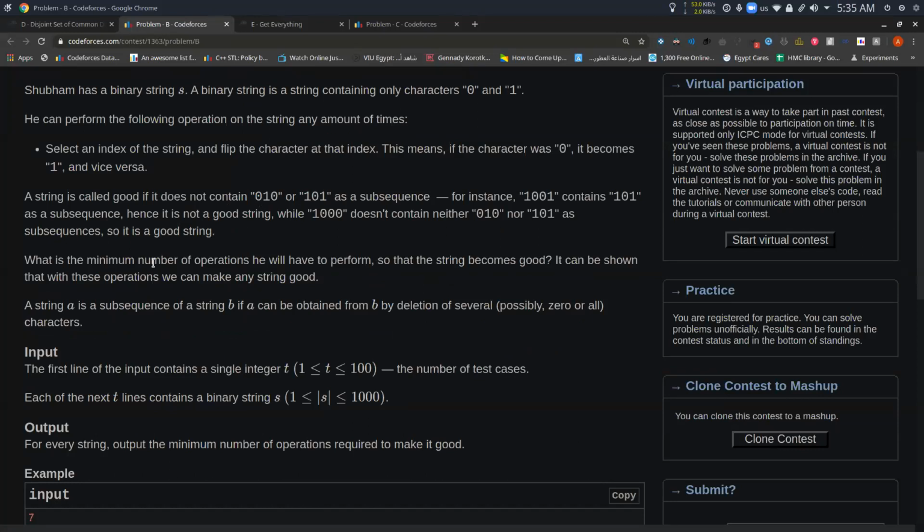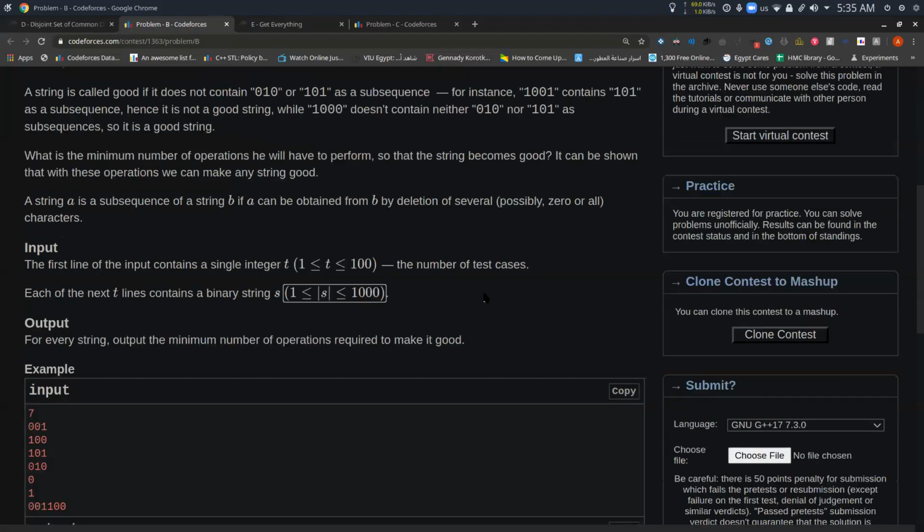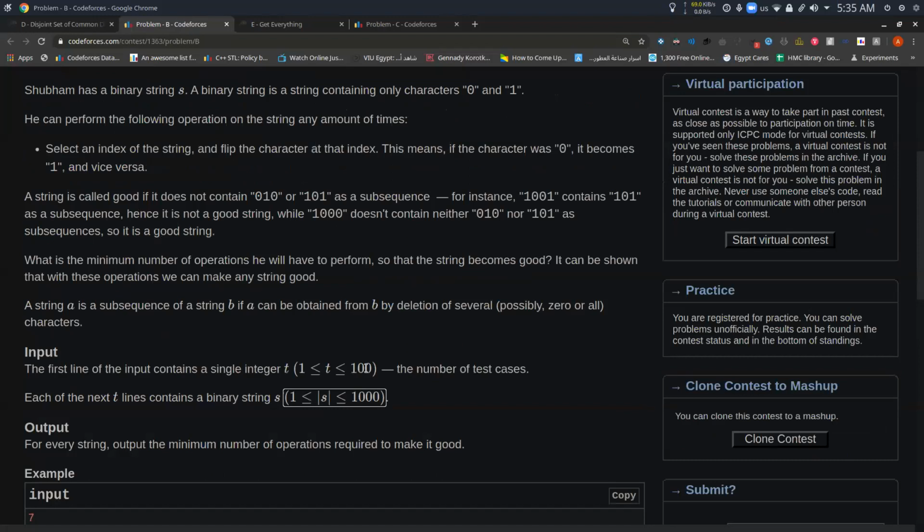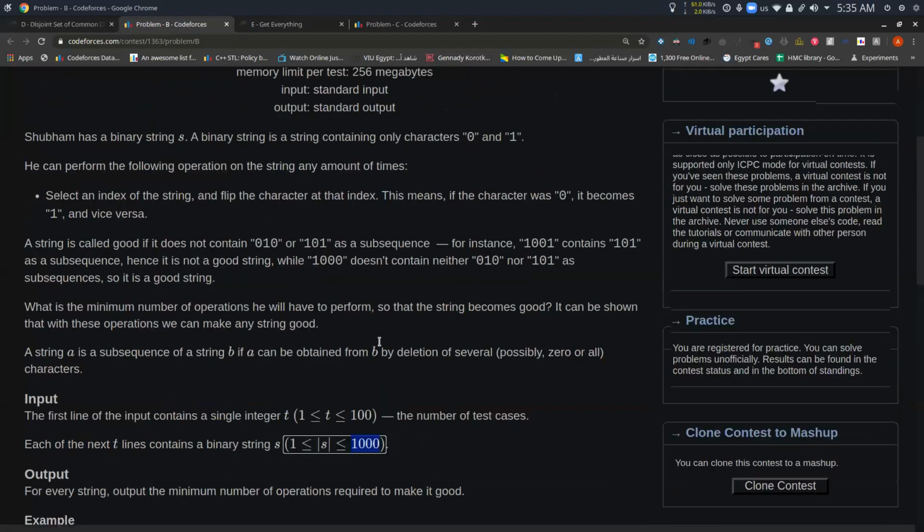And here's the input. We are given t number of test cases and the size of the string, which is 1000. So a hint here is that this should be solved in O(n), because 100 times 1000 equals 10 to the power 5. That's enough. We cannot do it in like O(n squared) or something.